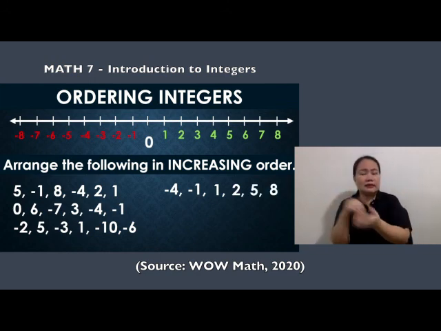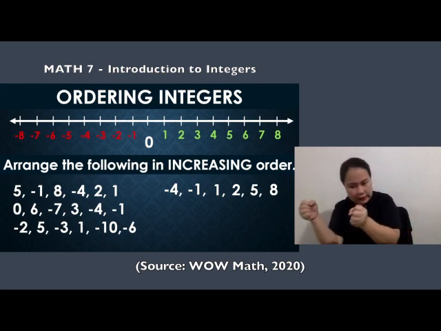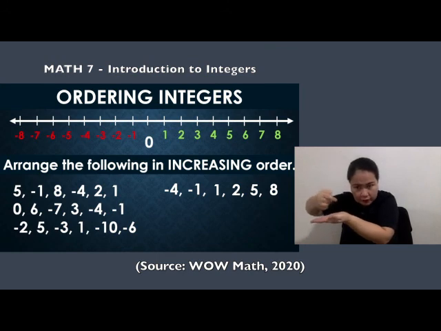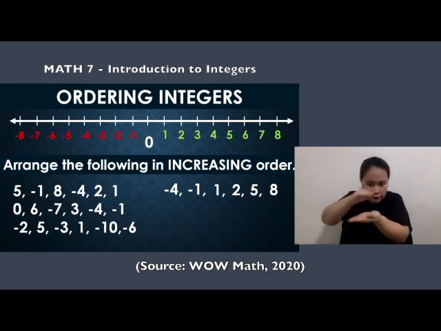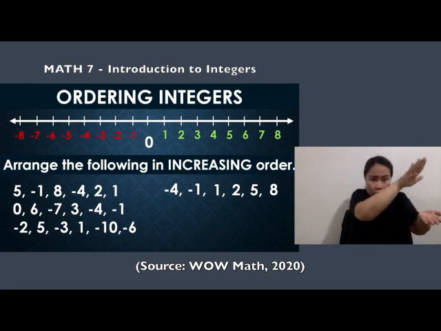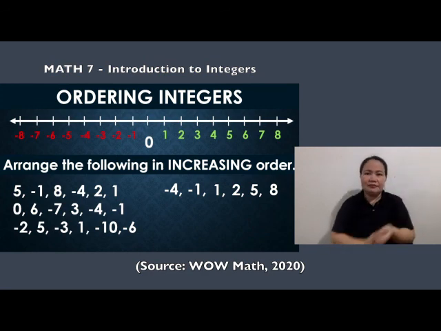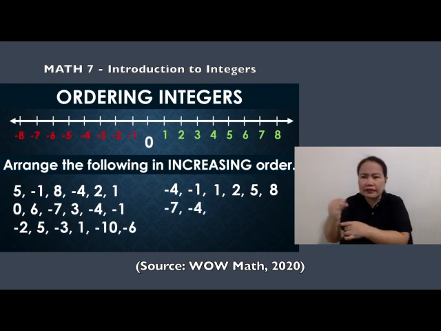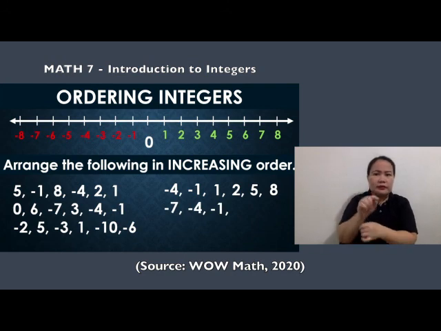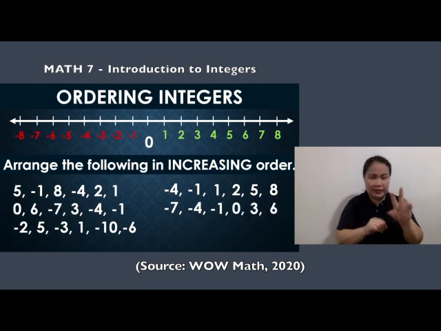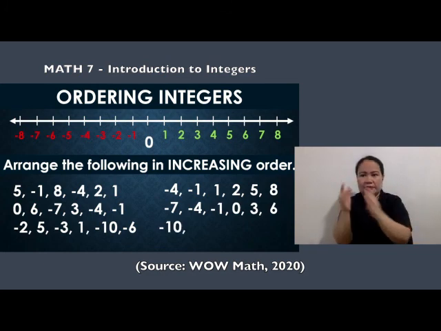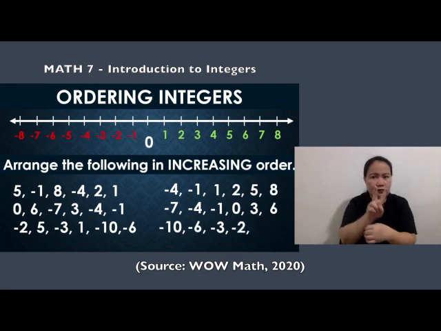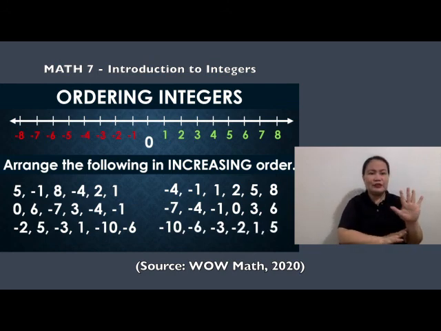So, again, para ma-arrange natin siya in increasing order simula sa mababa, pataas. Okay? So, kung magsisimula ka sa mababa, magsisimula ka sa kung anong integer ang nasa left. Next. So, ano ang pinakamababa rito? So, negative integers, we have negative 7, negative 4, negative 1, followed by 0, 3, and 6. And then, we have negative 10, negative 6, negative 3, negative 2, positive 1, and positive 5.